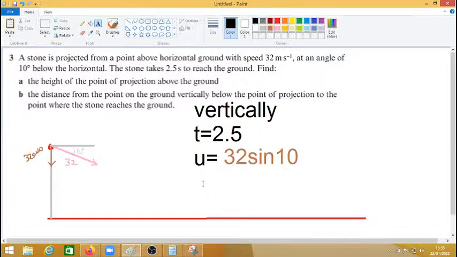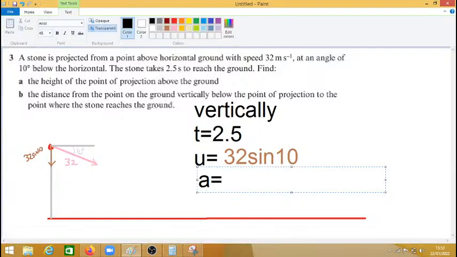What else do we know? We know that acceleration is going to affect things vertically. 9.8. Notice this time it's 9.8 as a positive. Why? Because the speed of 32 is going downwards. So the gravity is acting downwards as well. So both of them should be with the same sign, both positive. So 9.8. Okay, what else do we know?